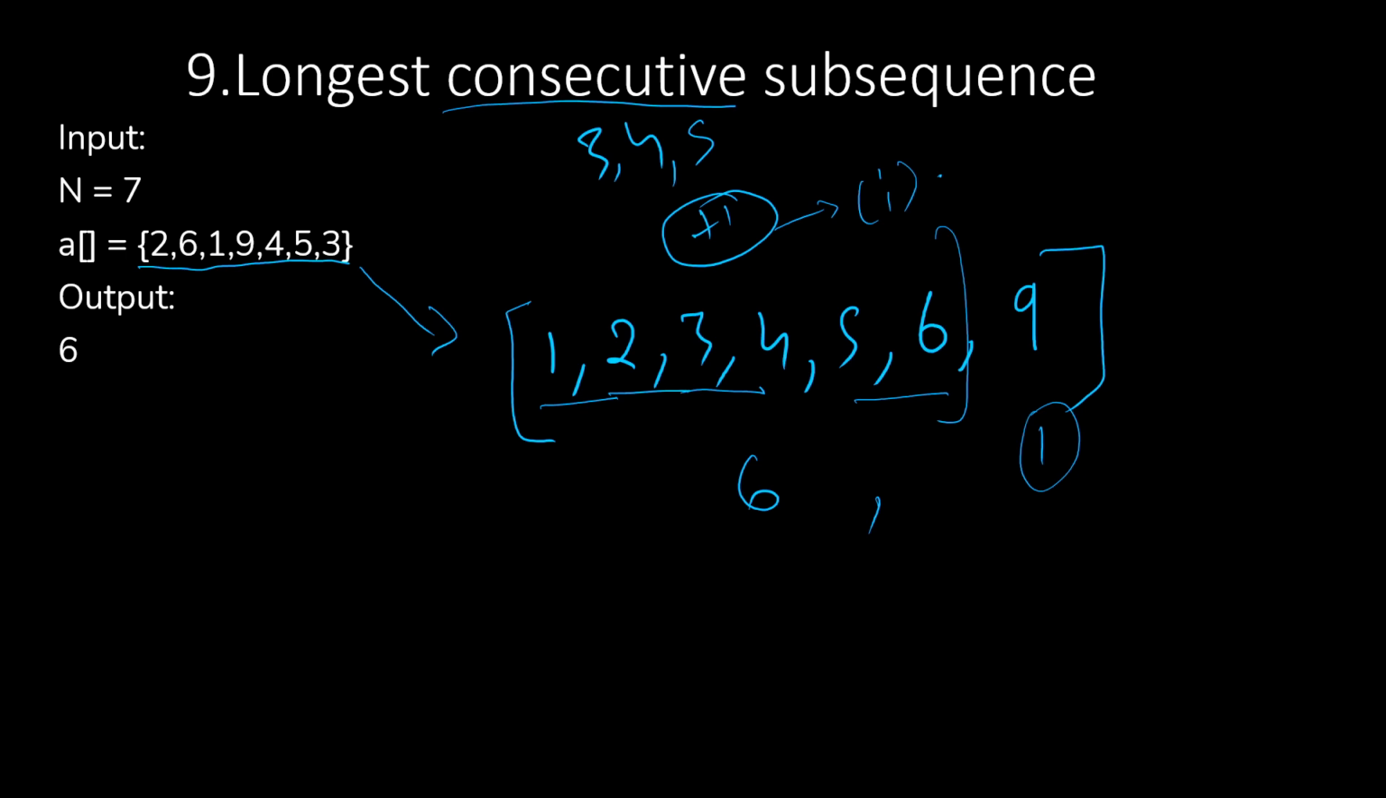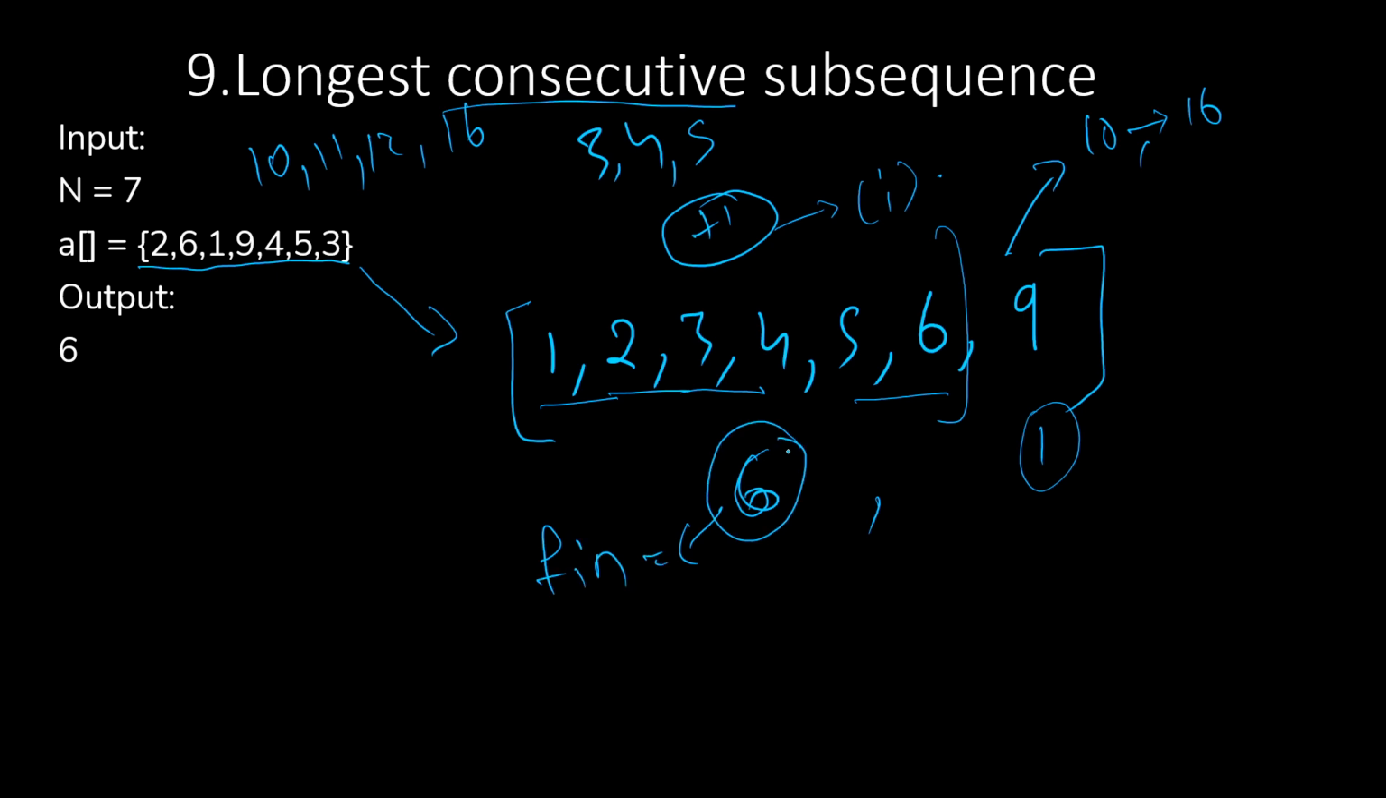Let us expand this example a little bit so it will be more clear. Let's suppose in this array we also have 10, 11, 12 until 16. Now I will add these elements from 10 to 16. How many elements are there in 1 to 6? The length is 6. This is the largest so far. After this the count is not valid, so we will store this in another variable called final, and count will be reinitialized to 1 from this point.